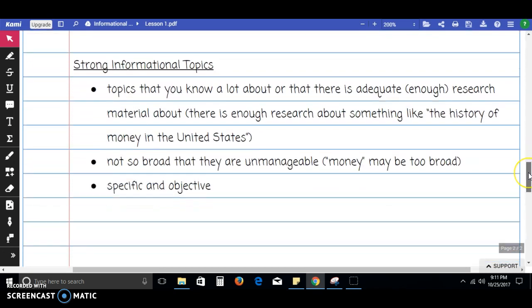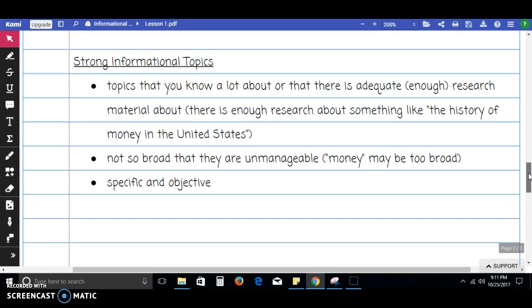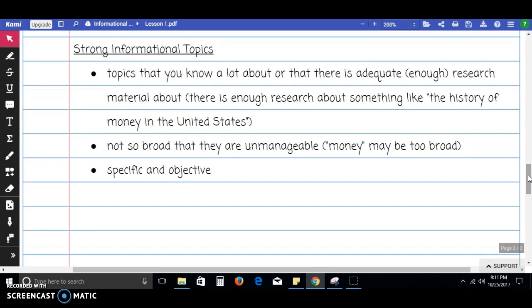So let's talk about what makes a good topic for an informational article. So these are topics that you know a lot about, or there is enough research material about that topic. So for example, there might be enough research about something like the history of money in the United States. I'm sure that there are plenty of sources that we can find on that topic.